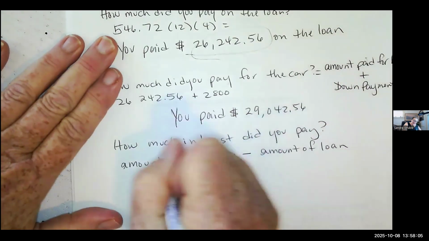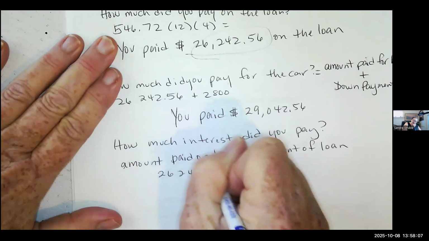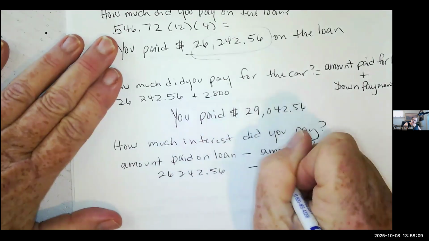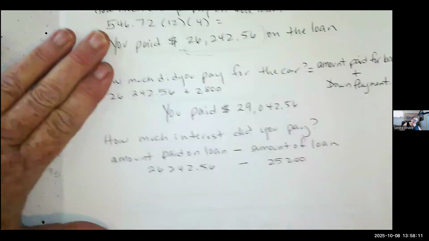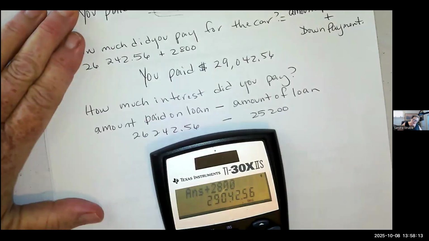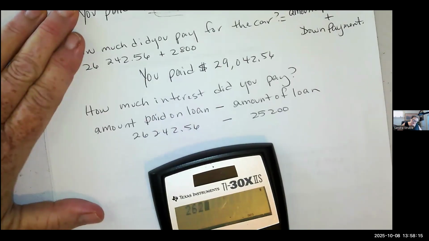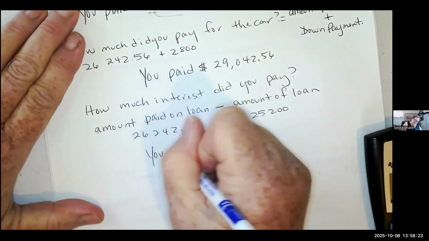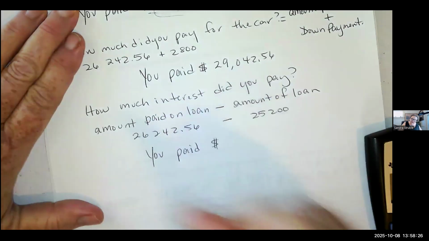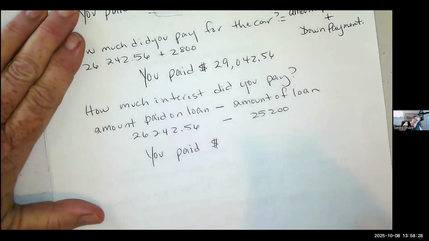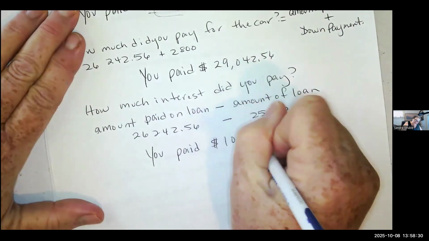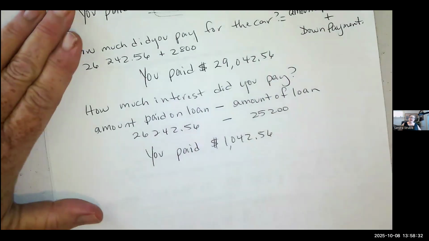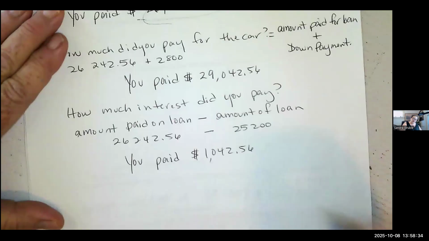And you paid $26,242.56 for the loan, and the loan amount was $25,200. It's going to give us the same answer. So $26,242.56 minus $25,200. So you paid $1,042.56. So you paid $1,042.56 in interest.